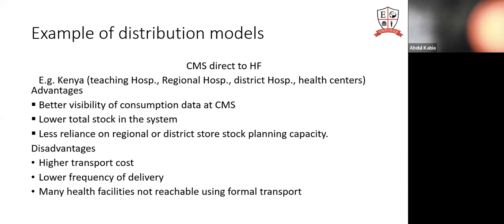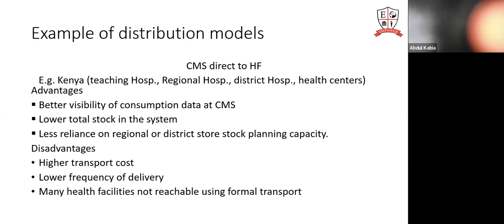But the disadvantage will be higher transport costs, especially when you want to deliver items that are very small in volume and you have to take them a very long distance. And there will be lower frequencies of delivery because you're moving bulk items. Maybe you deliver twice a year or 3 times a year. So the frequency of delivery is a disadvantage, because if there is a stock out, then it becomes a challenge. So it needs proper planning.